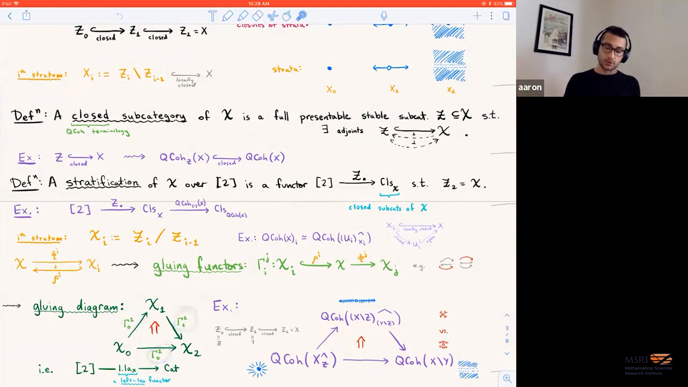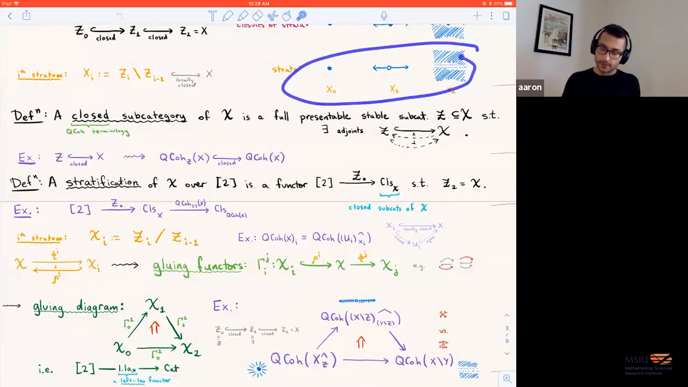However, those don't strictly agree. Rather, there is a comparison morphism between them, which means that this is not a functor from brackets 2 to cat, but rather a left-lax functor. It only left-laxly respects composition. So let's just see that in this example.